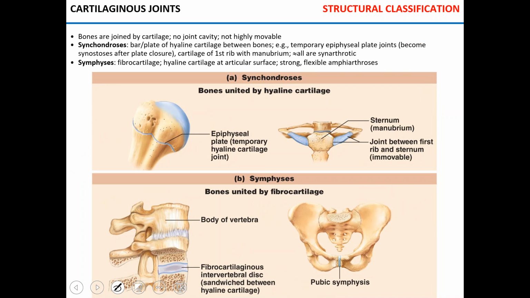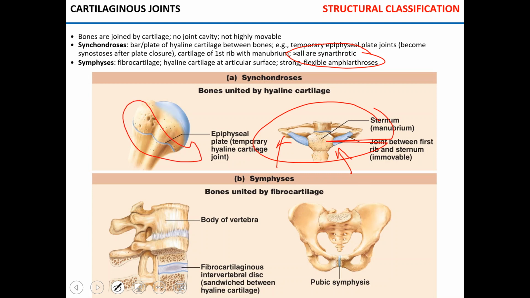Cartilaginous joints. Synchondrosis. Practically all synchondrotic joints are immovable, meaning they are synarthrotic. So for instance, here you can see a plate of the hyaline cartilage that connects ribs to the sternum. Okay. The epiphyseal plate that we discussed in a different lecture, it's a temporary joint because it connects two parts of the bone. Okay. No cavity, obviously.